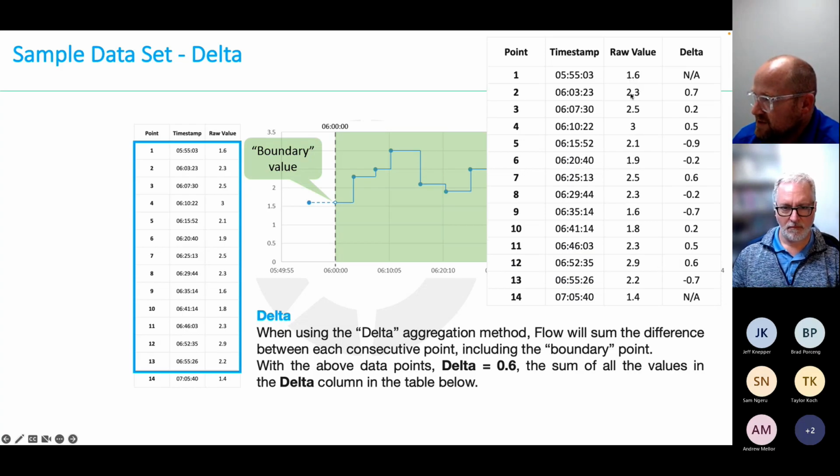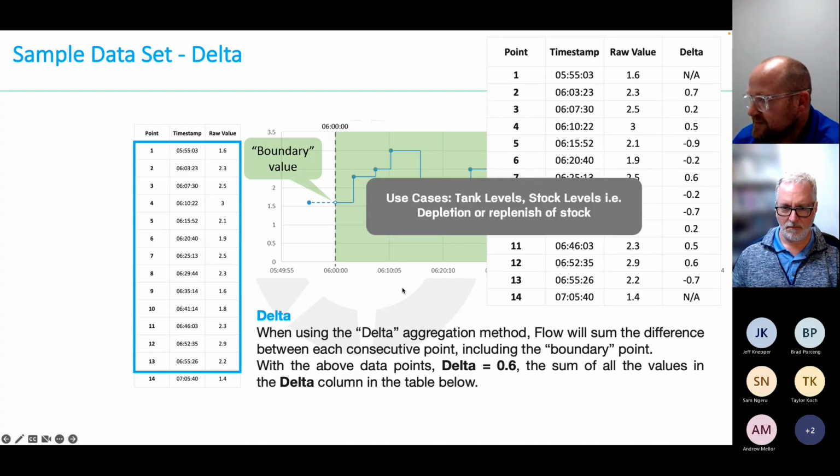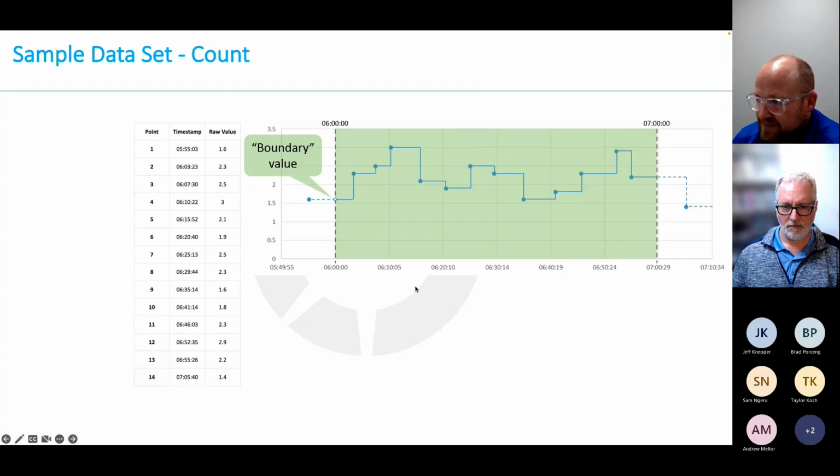So we'll say 2.3 minus 1.6 gives you 0.7. We'll go through each and every one of the record sets, and then at the end of the day, add all of the deltas together to give you the final result. Again, very good to look at depletion or replenishment of stock in your environment.